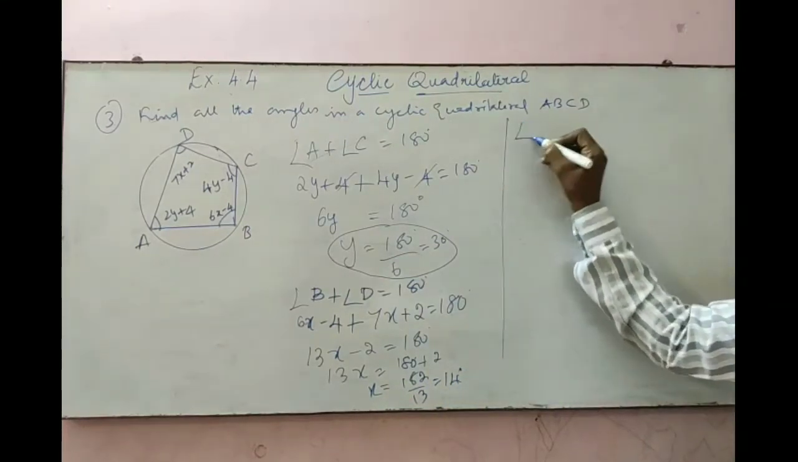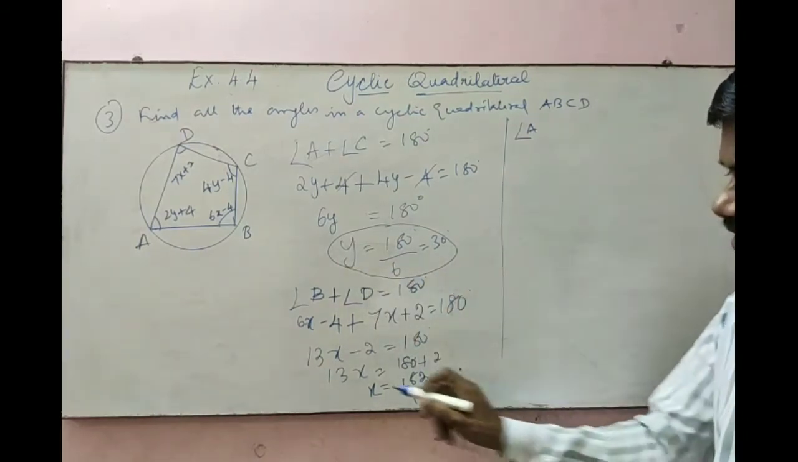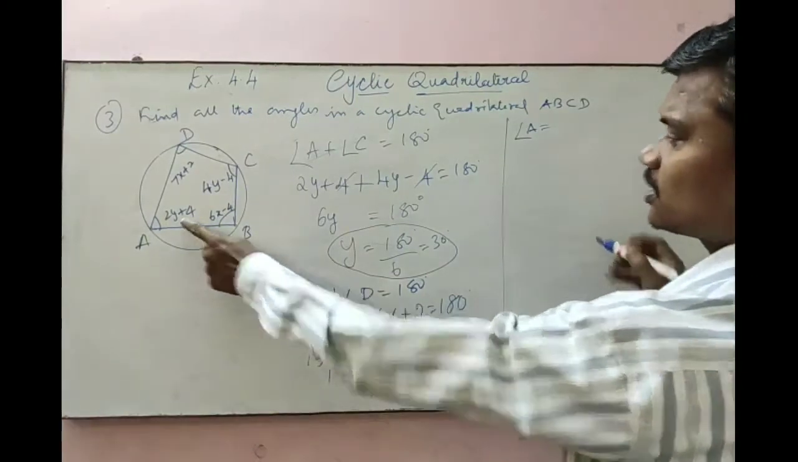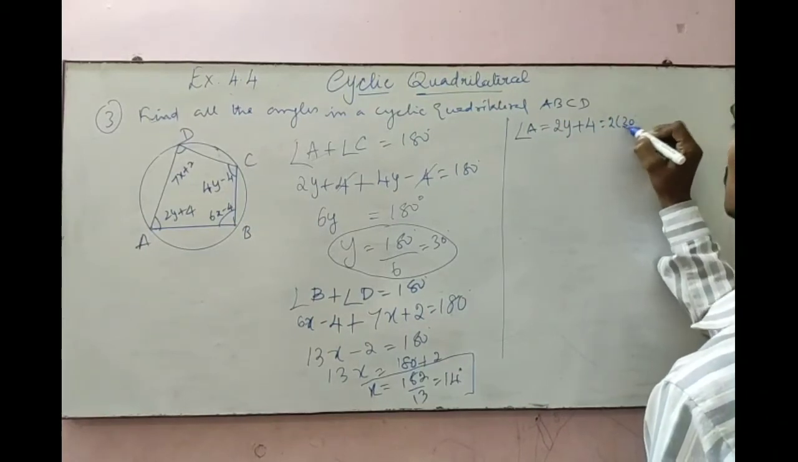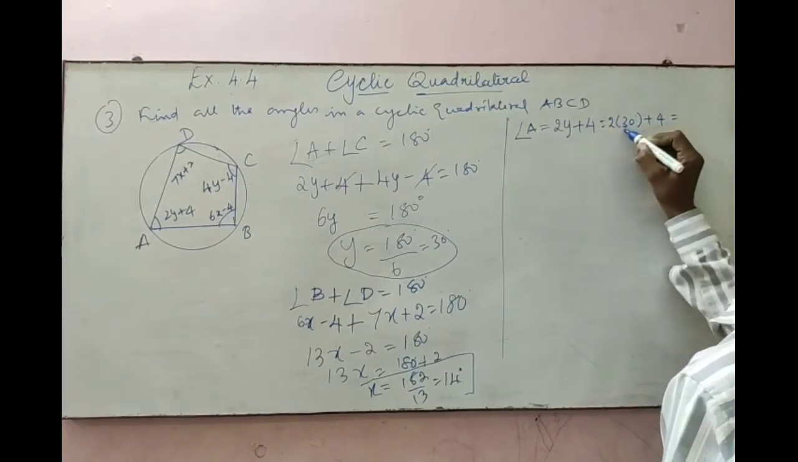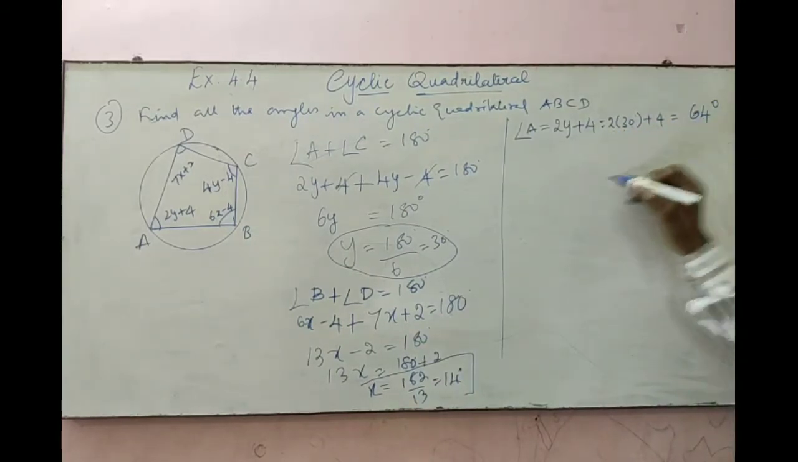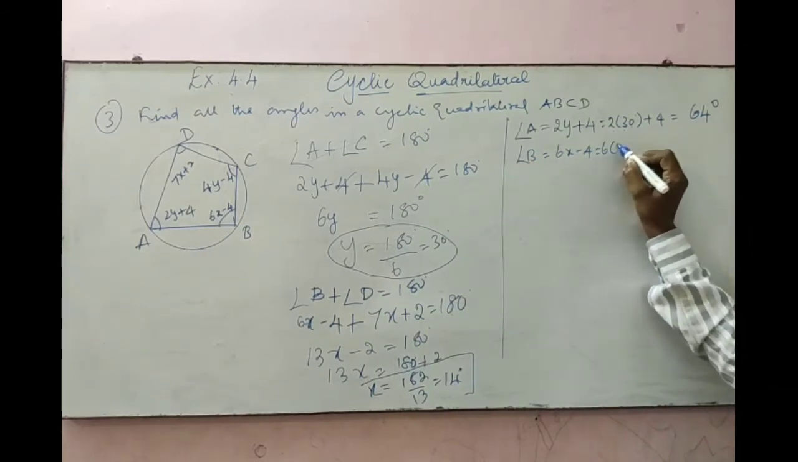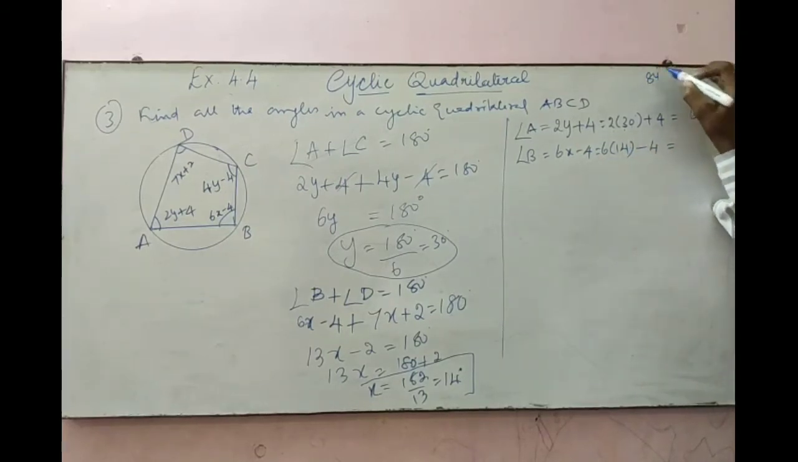Now we can find the angles of ABCD using y equal to 30 and x equal to 14. Here angle A is 2y plus 4. Y is 30 degrees, so 2 into 30 gives 60. 60 plus 4 gives 64 degrees. Like that, angle B is equal to 6x minus 4. So 6 into the value of x, which is 14, minus 4. 6 into 14 gives 84, minus 4 gives 80 degrees.